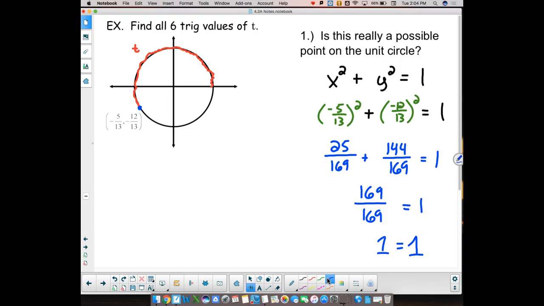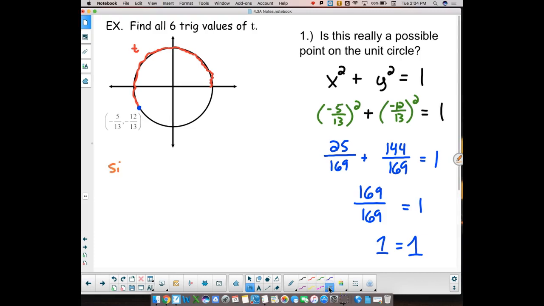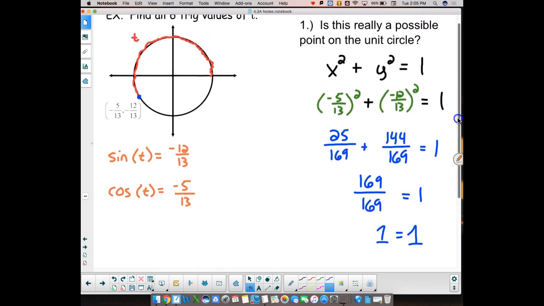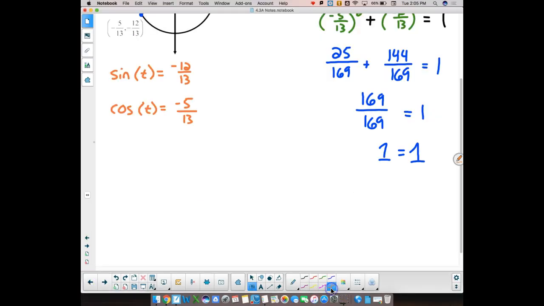So now let's find our sine, our cosine, and our tangent, because then we can very easily find the other ones. So the sine of t is going to be what? What's the sine of this point? Negative 12/13. What is the cosine of this point? Negative 5/13. Sine is y, cosine is x. What is the tangent of t?